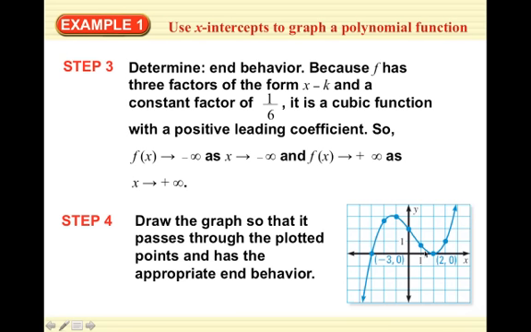So we found our x-intercepts, and we plotted them. And then all those little values from our table, we go ahead and plot those, and then we just apply the end behavior. So we go down to the left, and we go up to the right. And we've got a nice little picture of our graph.